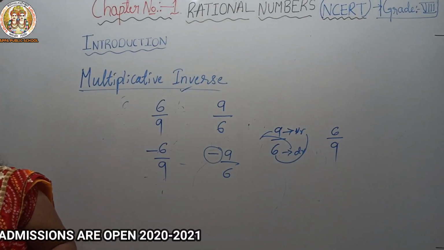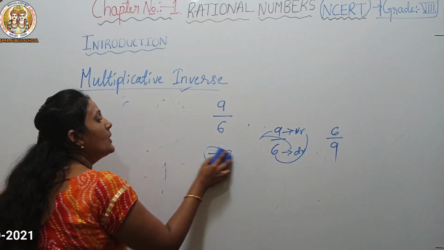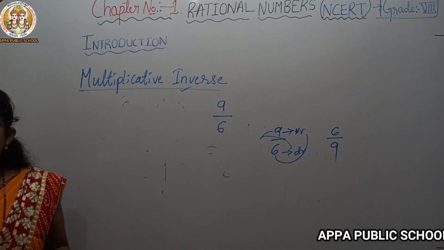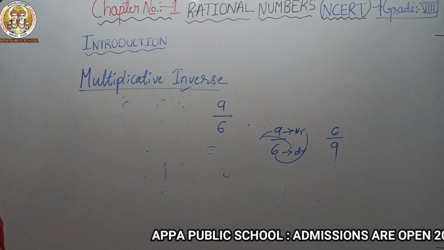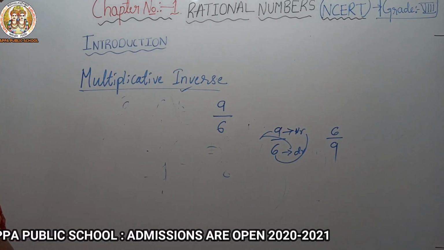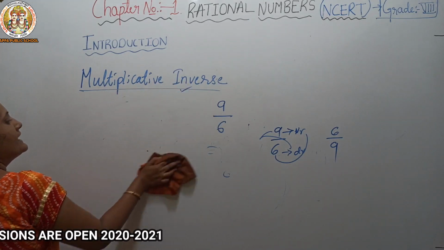So you should remember these two points: 0 is the additive identity, 1 is the multiplicative identity. Please remember. After that we will start equivalent rational numbers.